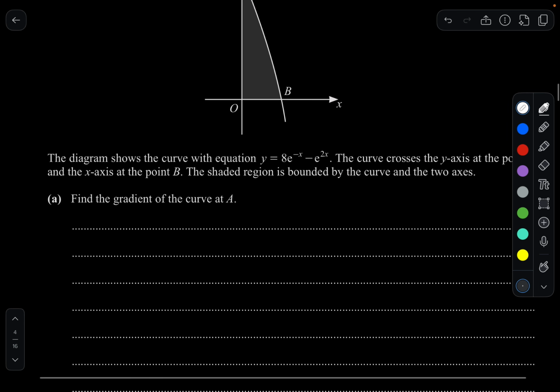And then for this one, they ask you to find the gradient. With the gradient here, you basically need to differentiate the following equation.